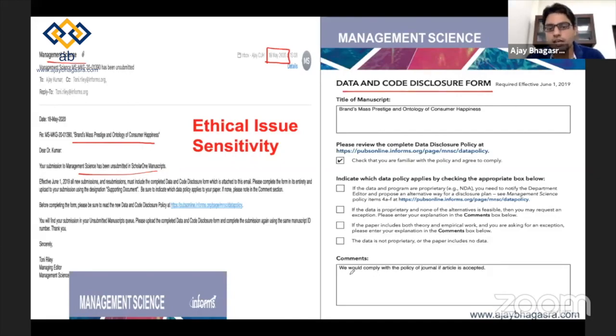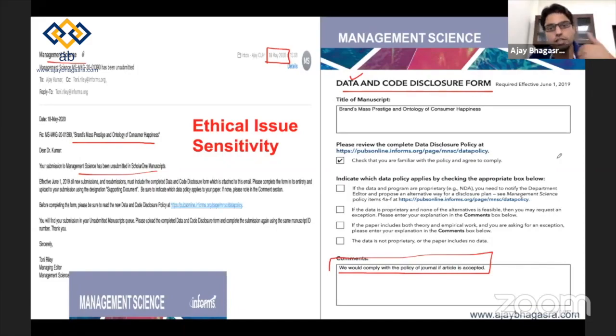And therein, I made it very clear that we would comply with the policy of the journal if the article is accepted. Which means I have to share my data with this journal if this article gets accepted. If I say I will not share my data, they will turn off the review process right there.